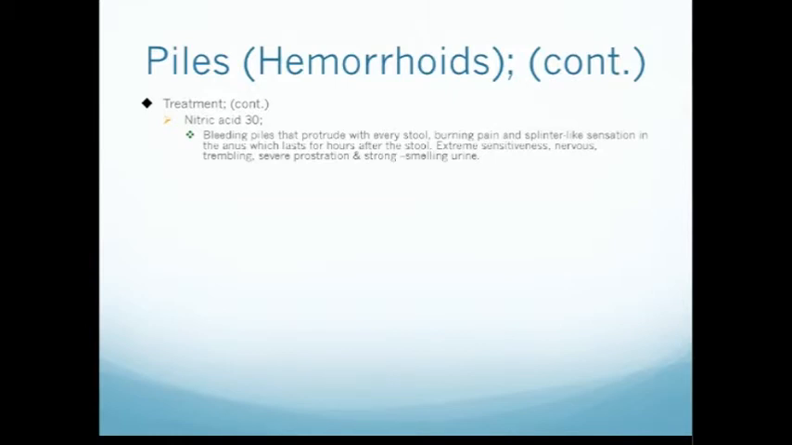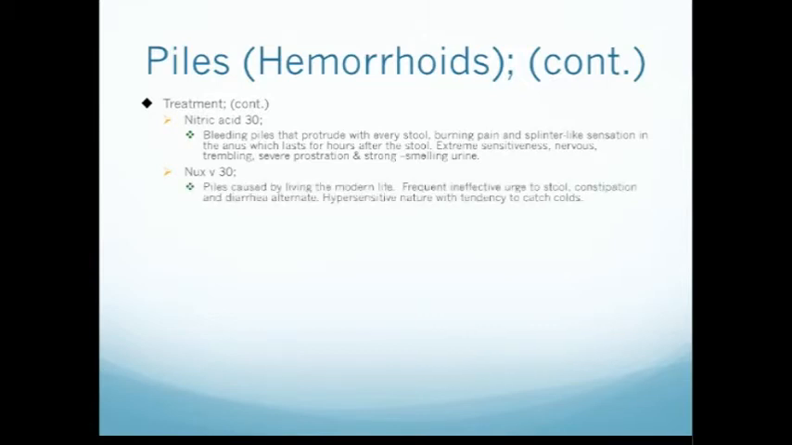There will be burning pain and a splinter-like sensation in the anus which lasts for hours after the stool. There may be extreme sensitiveness, nervousness, and trembling with severe prostration and strong smelling urine. Nux vomica 30 can be helpful for piles caused by living the modern life. There will be frequent ineffective urge to stool, constipation, and diarrhea alternating. This person may have a hypersensitive nature with a tendency to catch colds.